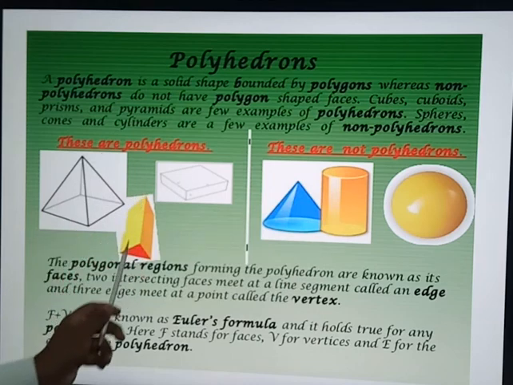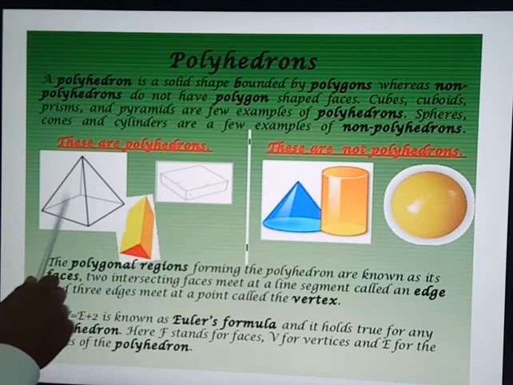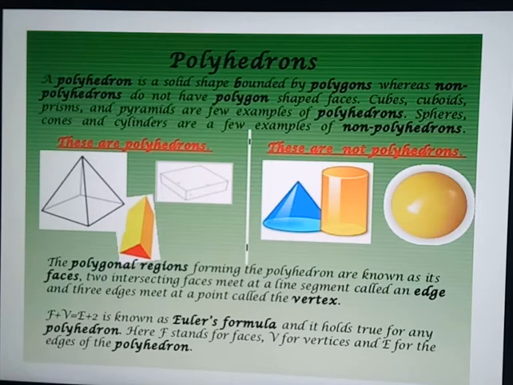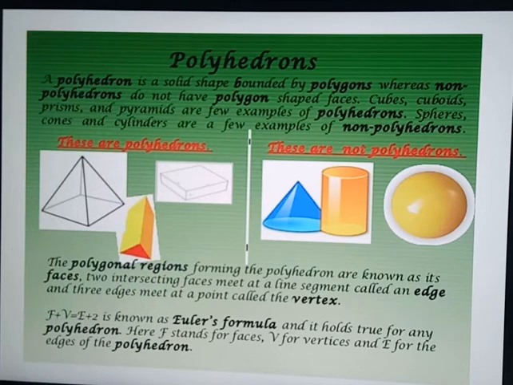The first three pictures give the polyhedrons. Polyhedrons should contain polygons as their faces. Cubes, cuboids, prisms, pyramids are all examples of polyhedrons. Spheres, cones, cylinders are some examples of non-polyhedrons. See, the polygonal regions forming the polyhedrons are known as its faces.